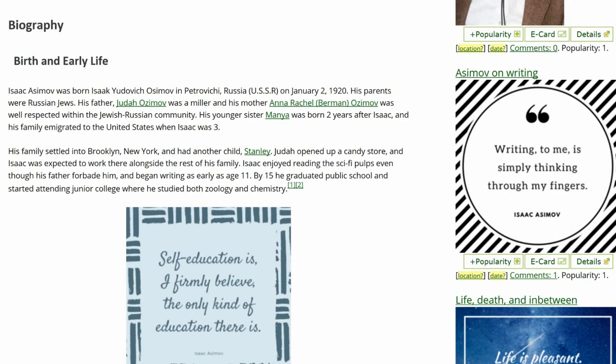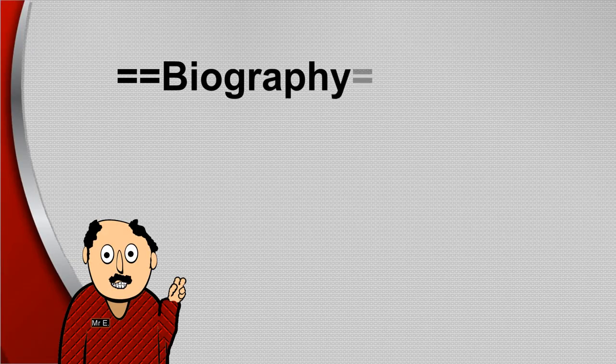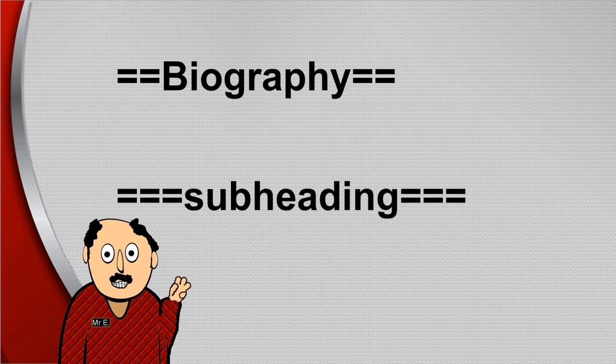On WikiTree, headings are noted by equal signs. These equal signs make the text larger and in bold. This also creates an index or content section at the beginning of a profile. Level 2 headings, such as biography, require two equal signs on either side. Level 3 headings, or subheadings, require three equal signs on either side. The first equal sign has to be against the left margin.